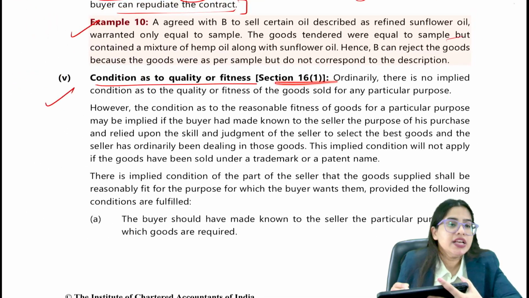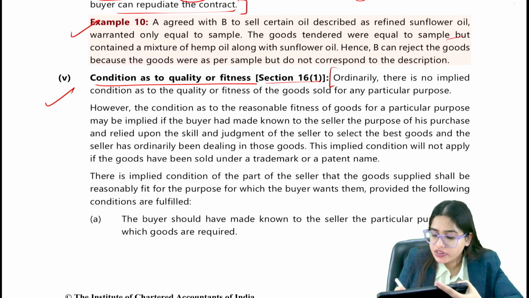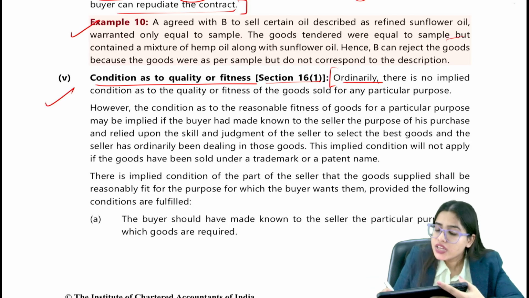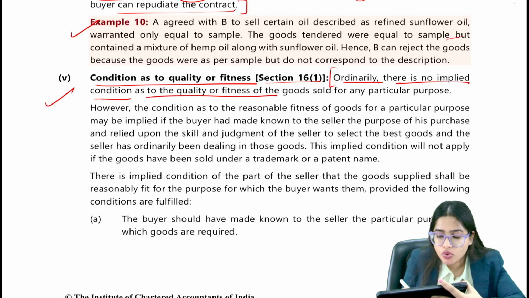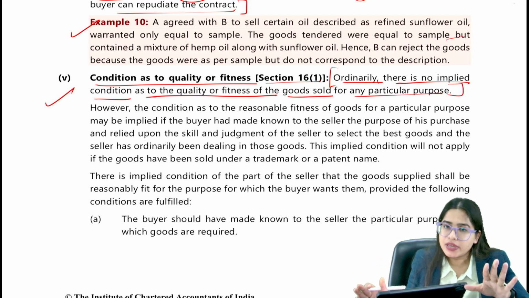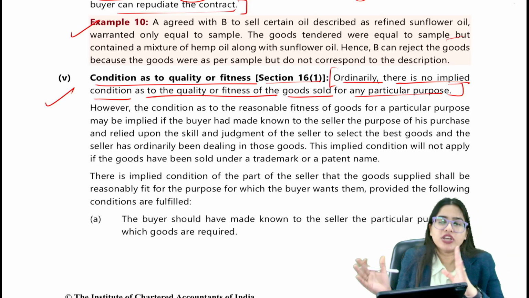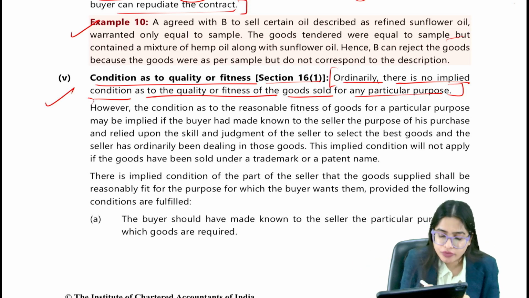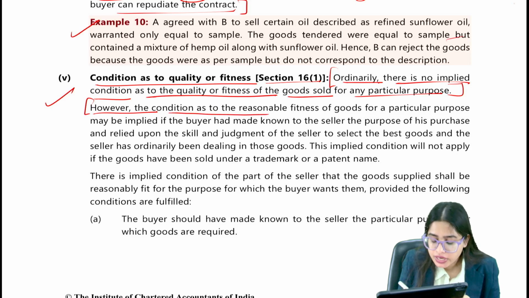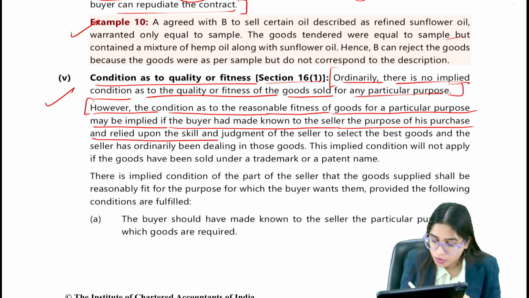Come here to the material, section number 16, where we will do implied condition as to quality or fitness. So what is given here? Ordinarily, which means generally, there is no implied condition as to quality or fitness of the goods. I told you generally there is no implied condition as to quality or fitness because it is the responsibility of the buyer to check the quality, whether quality is good or not, and to check the fitness, whether it will fit his purpose or not. However, the condition as to the reasonable fitness for the particular purpose may be implied if the buyer has made known the purpose and relied upon the skill and judgment of the seller, and the seller is an ordinary dealer.